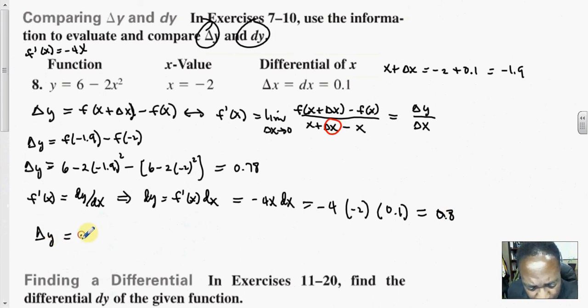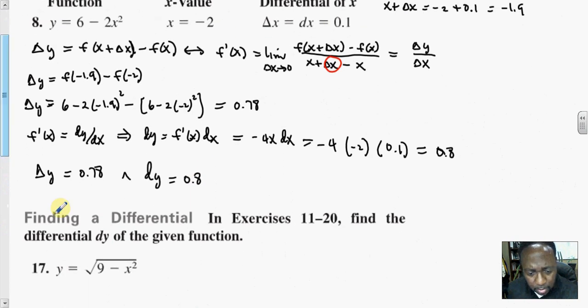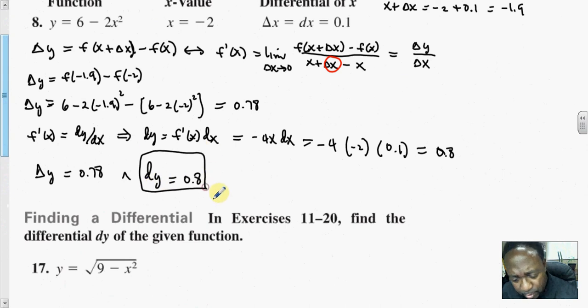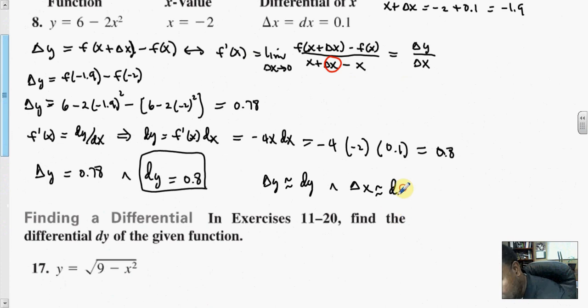So delta y is 0.78, and dy is 0.8. Very close. The most accurate value, as always in terms of using calculus, is the dy, and the approximation is the delta y. So delta y is said to approximate dy, and likewise delta x is said to be a very close approximation of dx.